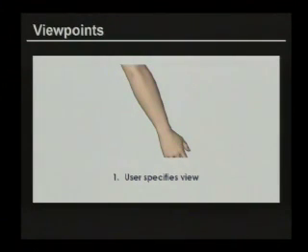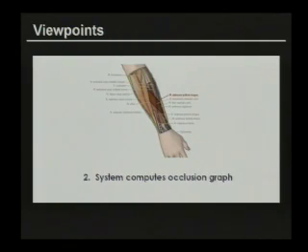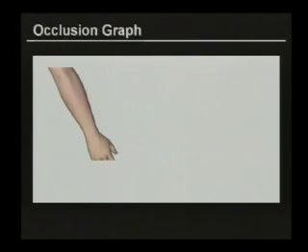Okay, so the other thing that the user needs to provide are some good viewpoints. So here's an example. The user just orients the object into a particular view. That's a good view. And then the system will go and compute an occlusion graph. And the occlusion graph essentially encodes the layering between the different parts for that viewpoint. Okay? So let me show you how this works.